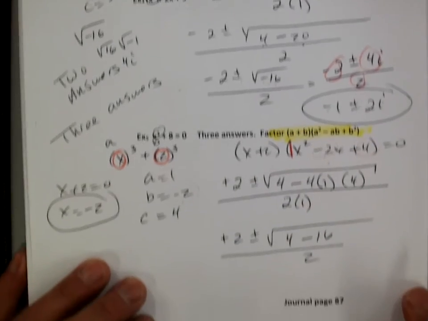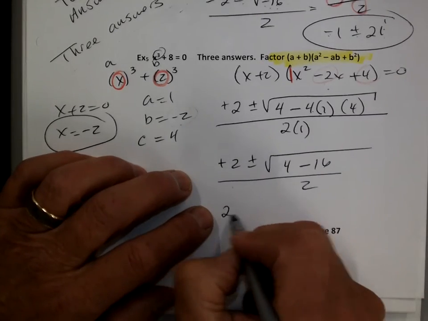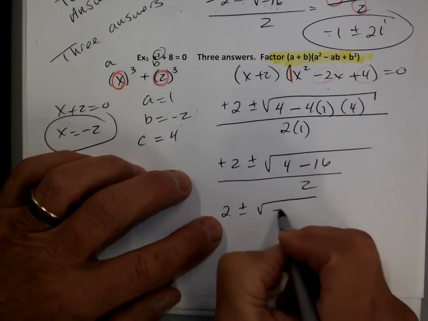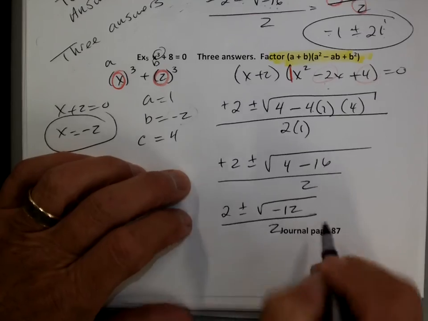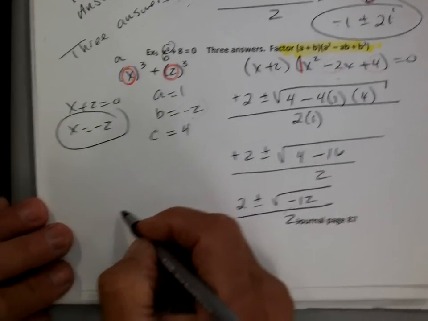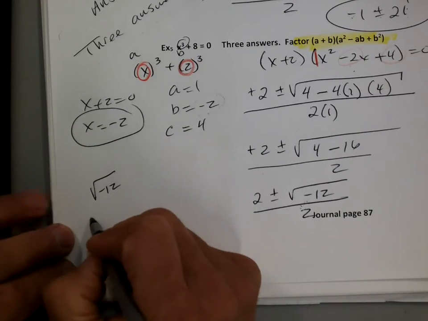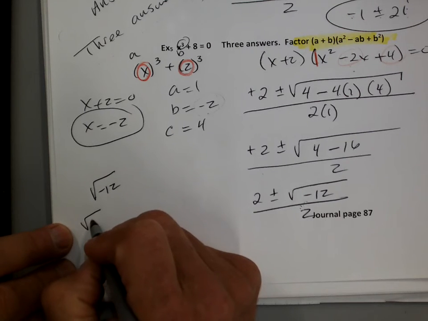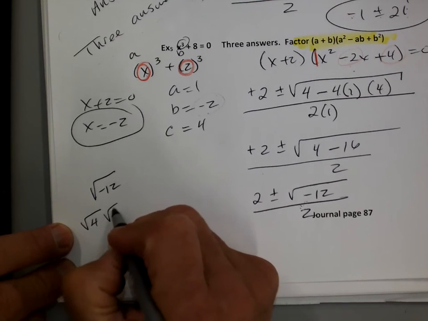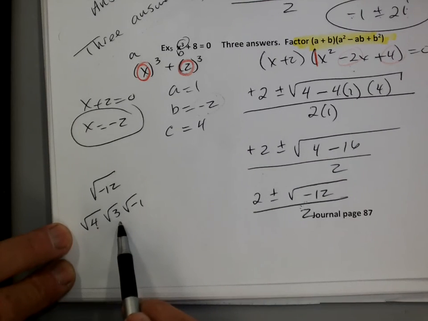Let me slide it up so you can see it. So let's see what I got. I've got 2 plus or minus the square root of negative 12, over 2. Now I think we're going to have an i because I have a square root of a negative. So let me do a little bit of work on the side. The square root of negative 12 could be the square root of 4, square root of 3, square root of negative 1, right? 4 times 3 and negative 1.